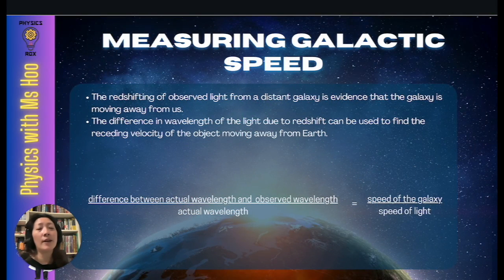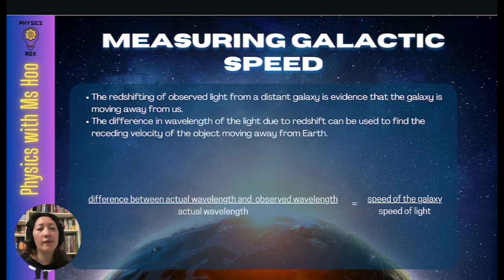Now, if we want to measure the speed instead, and by now you should know about the concept of redshifting. If you don't know what redshifting is, please watch my other videos on Doppler and redshifting, as well as redshifting and how it is proof of the Big Bang Theory. Links are in the description below.